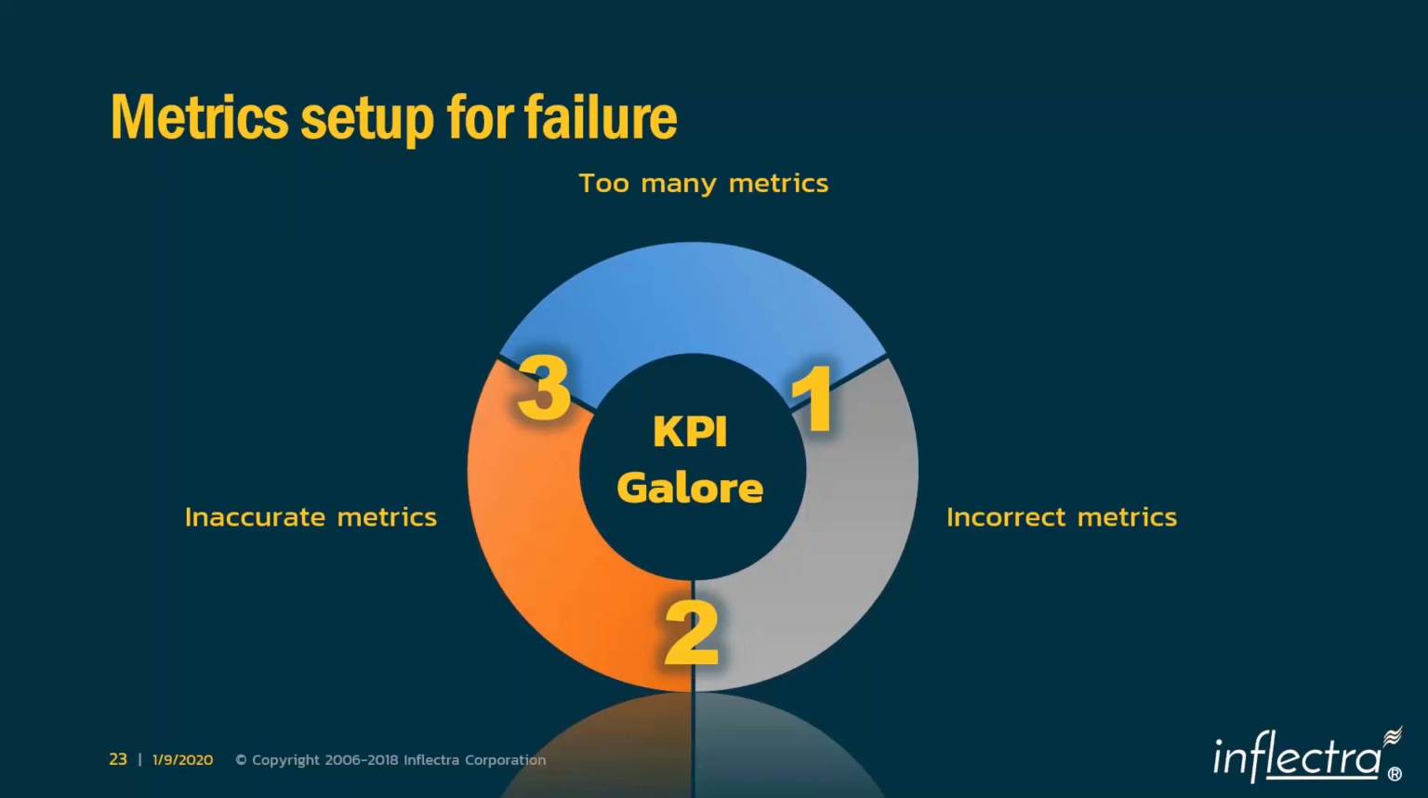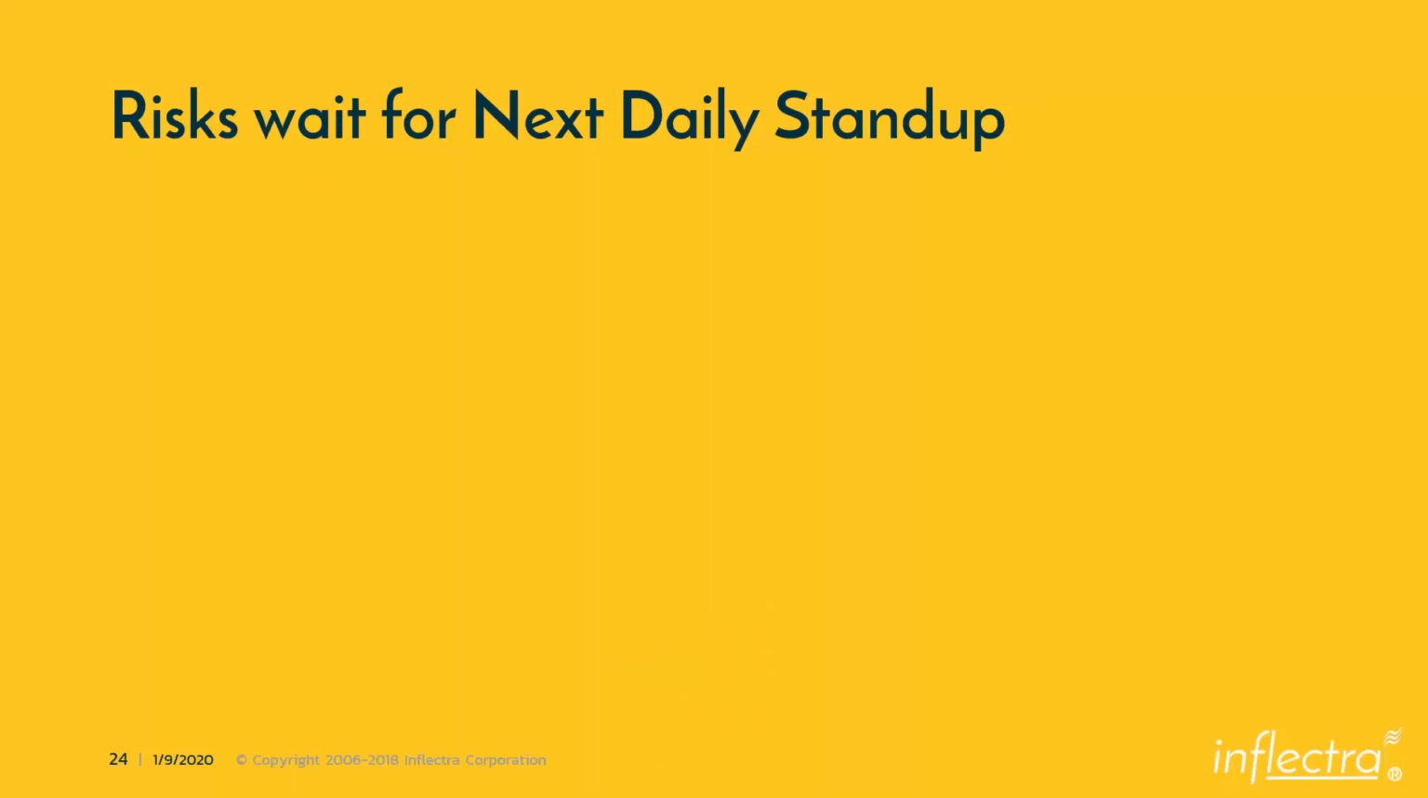The worst thing for any metric is not having up-to-date, clear metrics, because then people are going to lose credibility in that metric. And so we want to avoid that, right? We want to avoid such an issue right from the beginning. The next one is the risks wait for the next daily stand-up. And this is also an indication of not having proper communication.